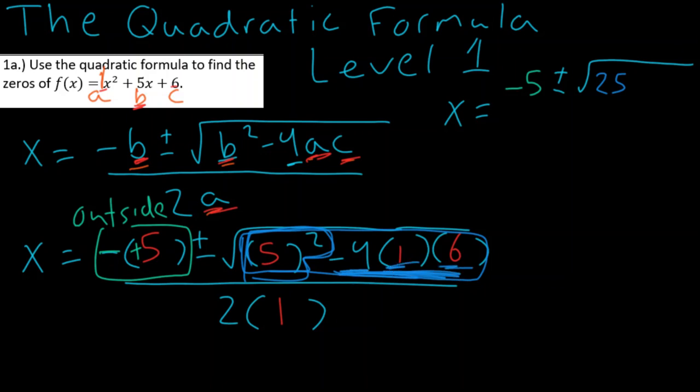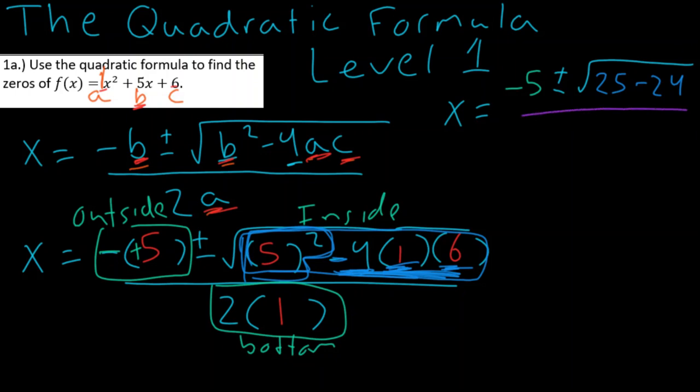I like to count out my negatives in the beginning. So for instance, I only see one negative, and one negative stays negative. And then 4 times 1 is 4, and 4 times 6 is 24. Oh, that's going to be nice and easy. Okay, and by the way, that was the inside. And now we want to tackle the bottom. And I think we all know this. 2 times 1 is going to give us 2.